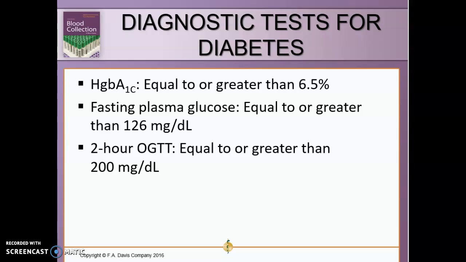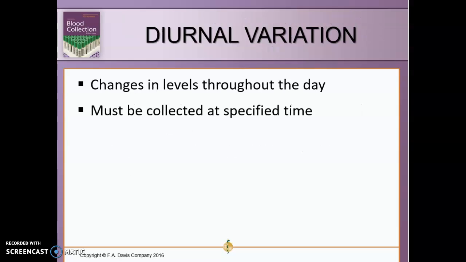When we're talking about diabetes mellitus, there are different tests that can be done to diagnose the person. One is the hemoglobin A1C, and y'all need to know these tests and understand what you're looking for. A hemoglobin A1C equal to or greater than 6.5 is diagnostic of diabetes mellitus. A fasting plasma glucose greater than 126 is indicative of diabetes mellitus. And a 2-hour oral glucose tolerance test equal to or greater than 200 is indicative of diabetes mellitus.